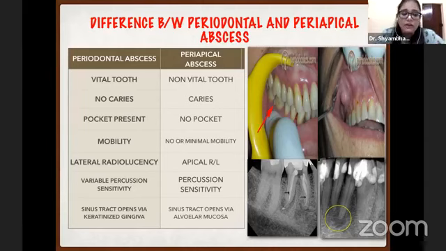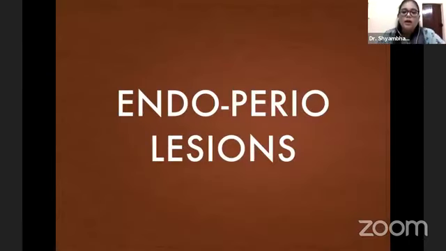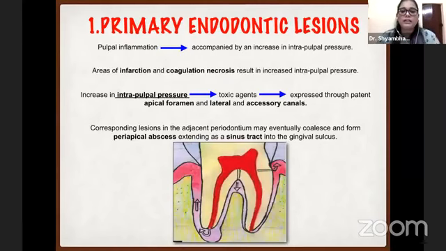And in a periodontal abscess, the sinus tract opens via the keratinized gingiva, whereas in a periapical abscess, the sinus tract opens via the alveolar mucosa. So this is how you can differentiate between a periodontal and a periapical abscess, to make sure whether the lesion is of endodontic origin or periodontal origin. Now coming over to each and every endodontic lesion in detail.